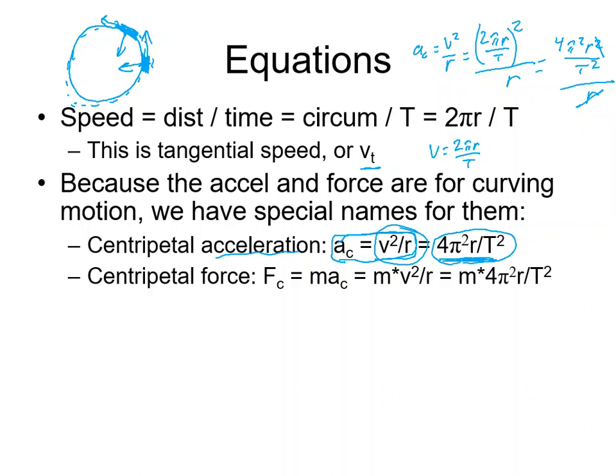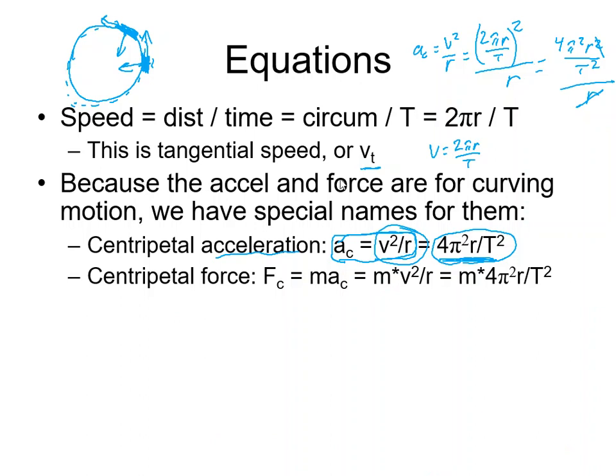So if we are given velocity and radius and we want to find acceleration, then use v squared over r. If you are given the radius and the period and you want to solve for acceleration, then you'd use the second one.